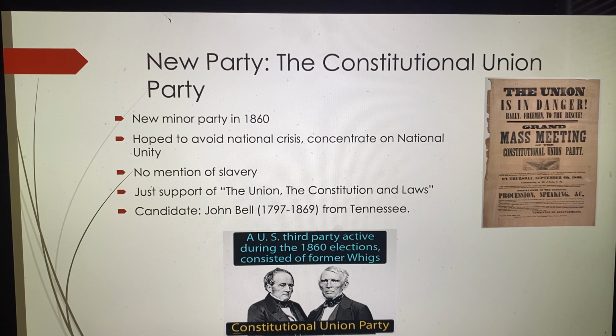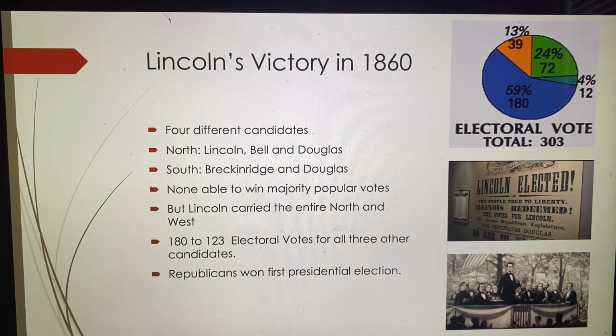So basically now we had parties splitting, but Lincoln ultimately would win the victory in 1860. The four different candidates: from the North, we had Lincoln, Bell, and Douglas, and in the South, Breckinridge and Douglas. Although Douglas was a northerner, from Illinois, he still had a lot of the South, because he believed in popular sovereignty. A lot of the South would support Douglas too, but it would break the popular vote up, and none of the candidates would win a majority popular vote at all.